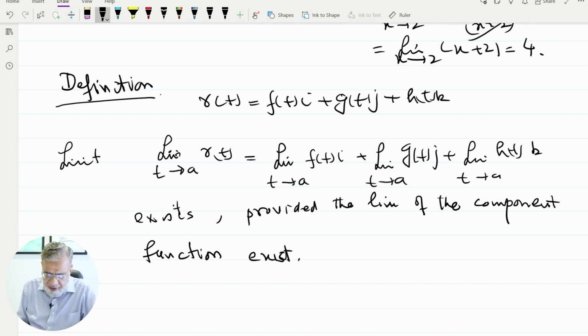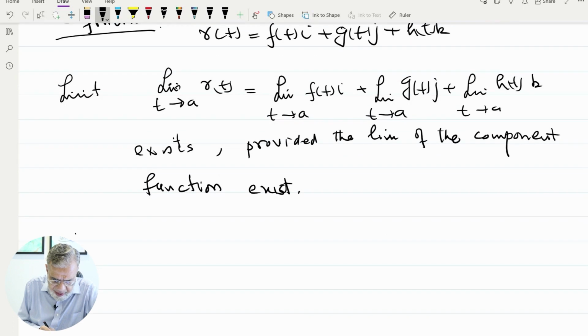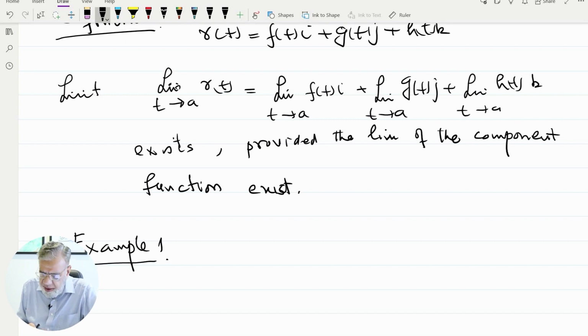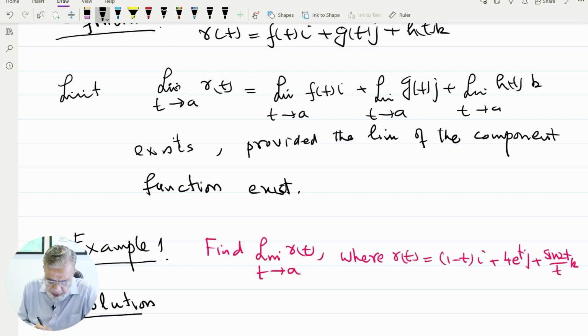I will explain this with the help of an example. I take an example for this purpose. It's my example 1 for today's lecture, example 11.2.